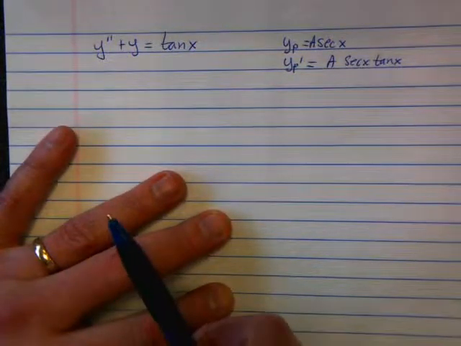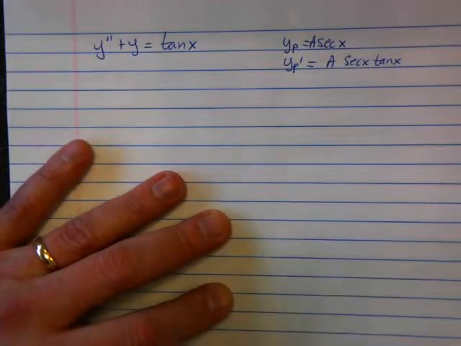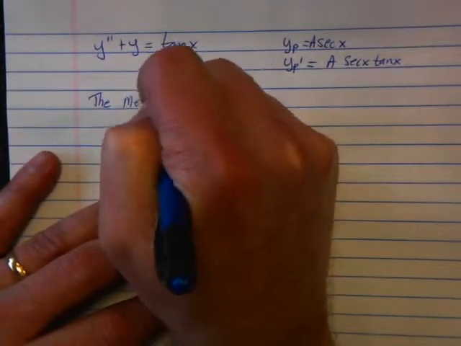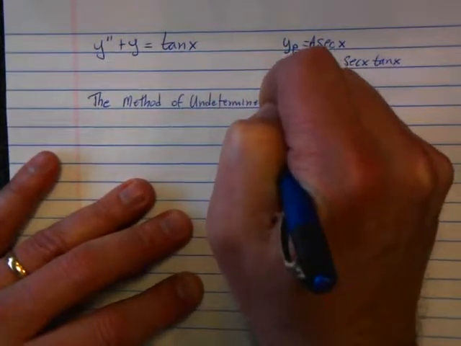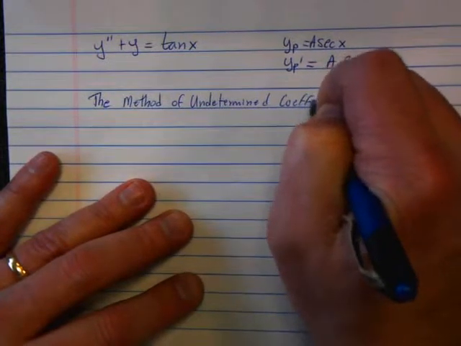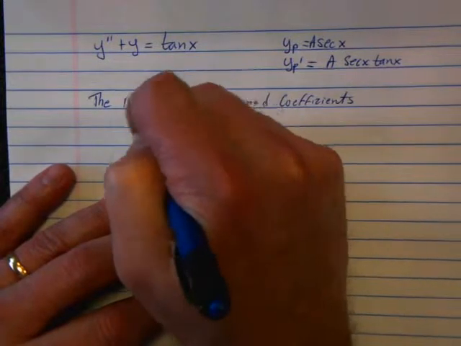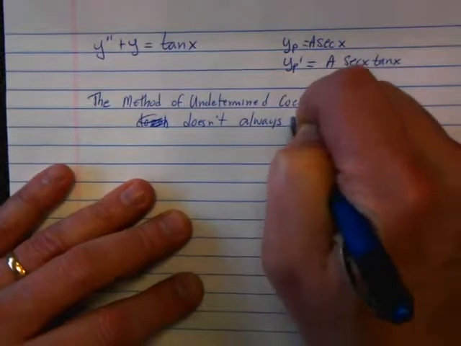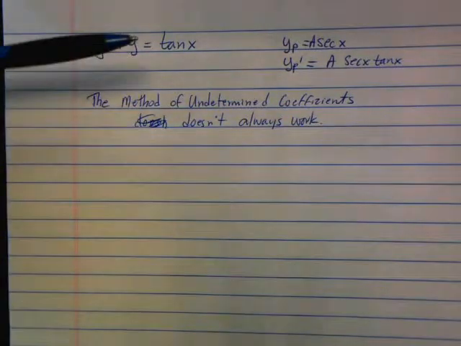So then what? Call for help. All right. And the reality is, this is a good example, the method of undetermined coefficients doesn't always work. And this example right here is an excellent example. It doesn't work because we don't have anything that we can make a guess.